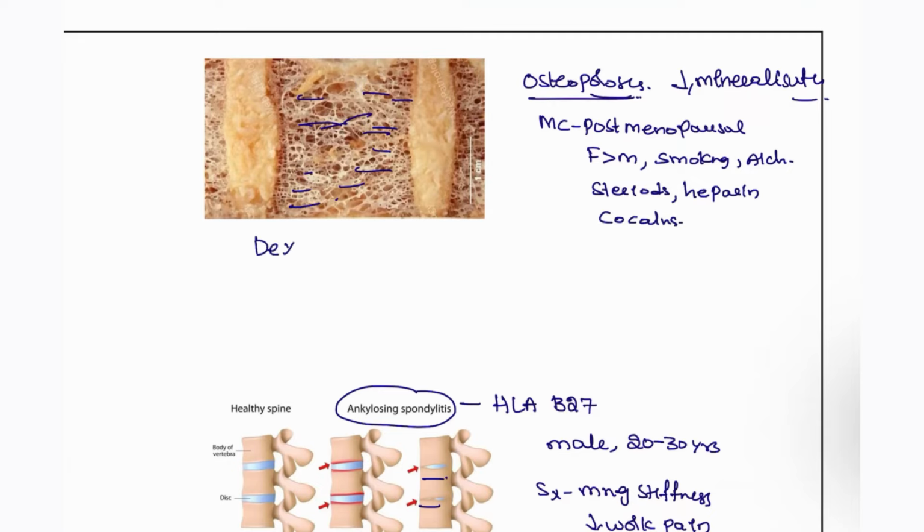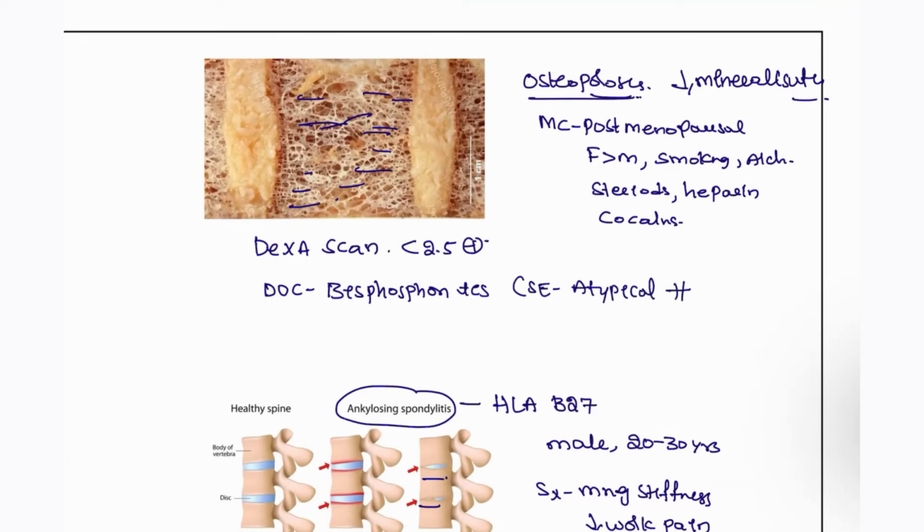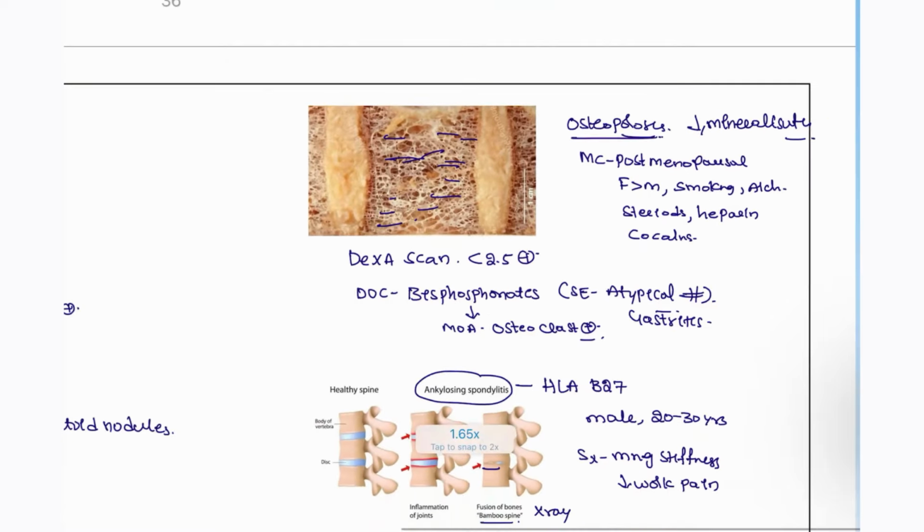What is the gold standard test? DEXA scan should be done for this patient. If it is less than minus 2.5, that is positive for this patient. Next, drug of choice for this patient is the bisphosphonates. Okay, this bisphosphonates is given, but the side effects associated will be atypical fractures, right? Why these atypical fractures? Because the mechanism of action is on osteoclasts. Osteoclast resorption will be suppressed. Over time, this will cause the atypical fracture. Other than that, it can also cause severe gastritis. This is also one of the side effects related to the osteoporosis drugs.